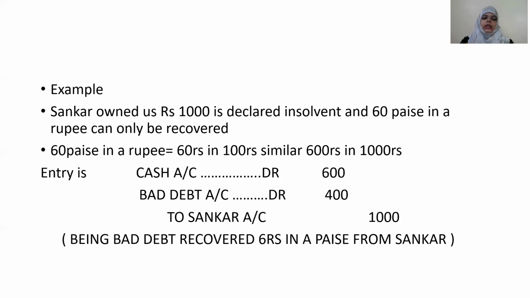So I'm repeating again: Shankar owes rupees 1,000 and is declared insolvent, and 60 paisa in a rupee can be recovered. If 60 paisa in a rupee, then in 10 rupees we can recover 6 rupees. Similarly, in 100 rupees we can recover 60 rupees. In 1,000 rupees we can recover 600 rupees. So out of 1,000 you can only recover 600. So the remaining 400 amount will go to the bad debts account. So cash account debited, bad debt account debited, to Shankar account.